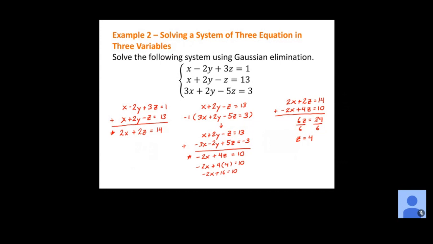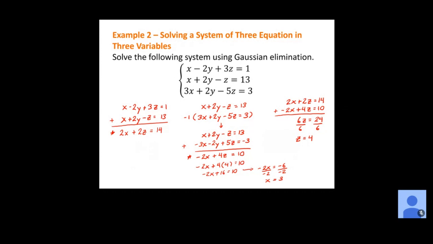Now it's just a matter of solving for x. So we move the 16 to the other side. Sorry, we'll move it to the side so it doesn't run off the screen there. So we get negative 2x equals negative 6. And then when I divide by the negative 2, should get x equals positive 3. Any questions on that part? And again, if you had plugged the z into that other 2x plus 2z equals 14 equation, you're going to get exactly the same x value.